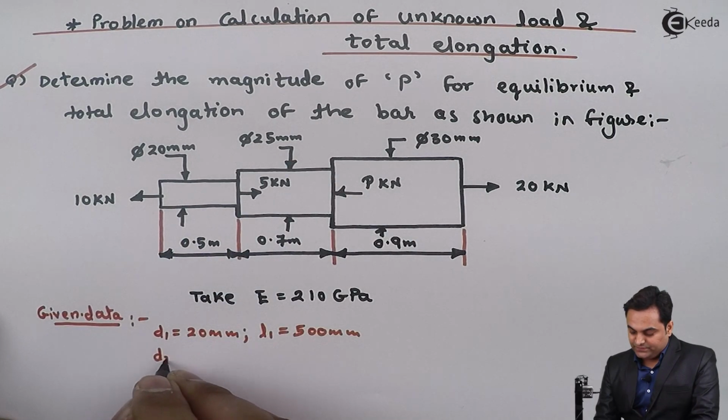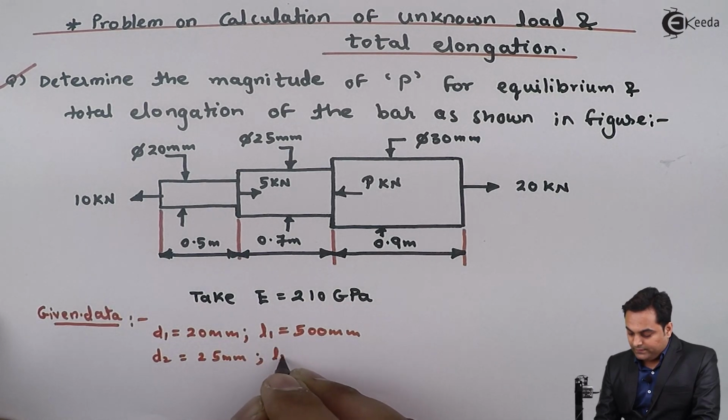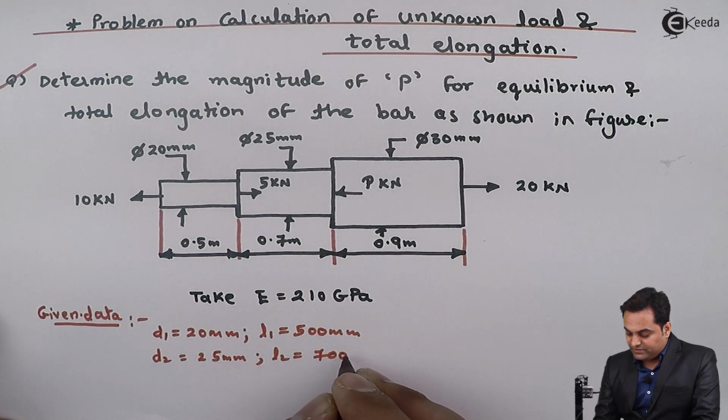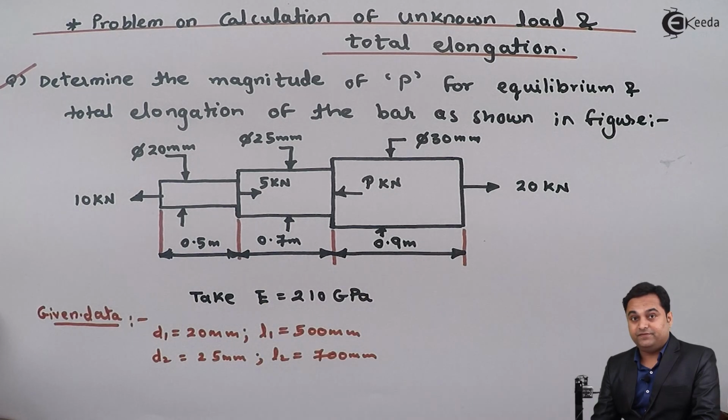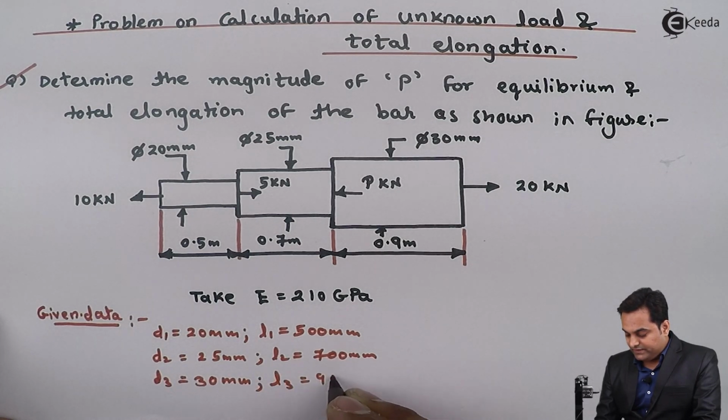Next, D2 is 25 mm. Length becomes 700 mm because it is 0.7 meter. Next, diameter is 30 mm. Length is 900 mm.